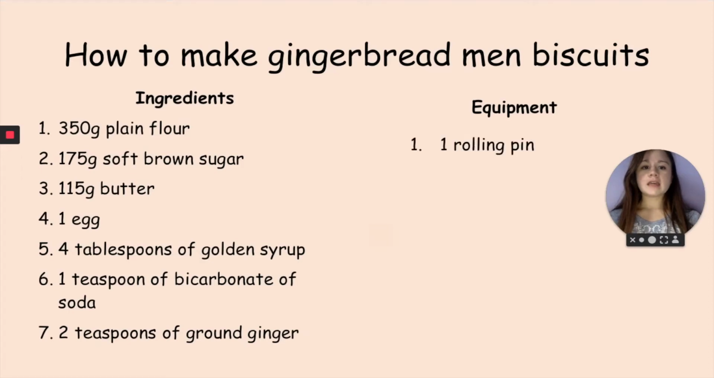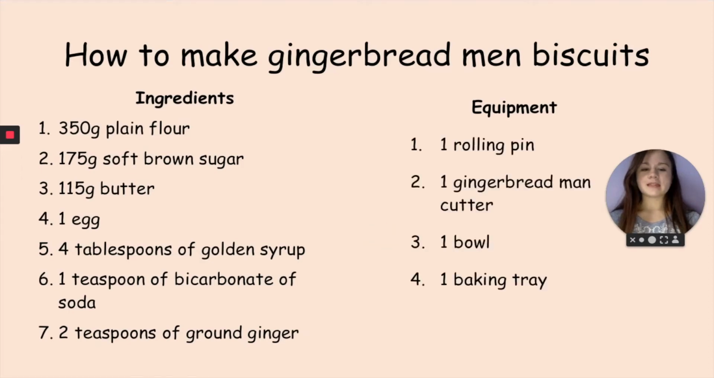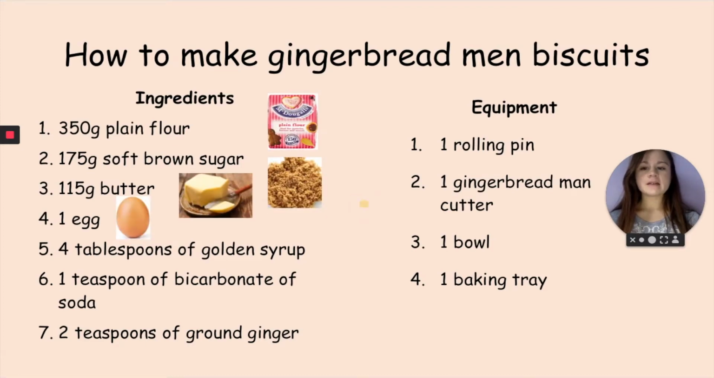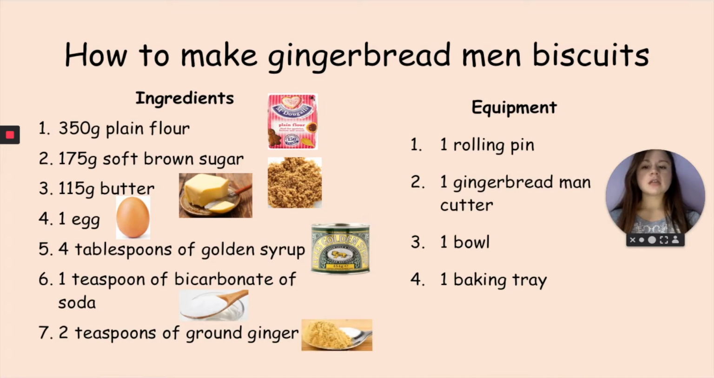How to make gingerbread men biscuits. These are the recipes that we will be looking at. So we have our ingredients: plain flour, soft brown sugar, butter, egg, 4 tablespoons of golden syrup, 1 teaspoon of bicarbonate of soda, and 2 tablespoons of ground ginger.